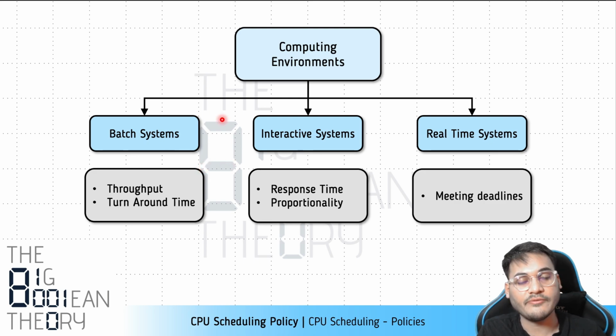So we first define the computing environment, then we define the goals, and accordingly we define the scheduling policies. In this topic, we are not going to look at real-time systems. We are going to look at the more common batch systems and interactive systems in the upcoming videos, and at the different algorithms that optimize for these computing environments. We'll start with the batch systems from the next video.